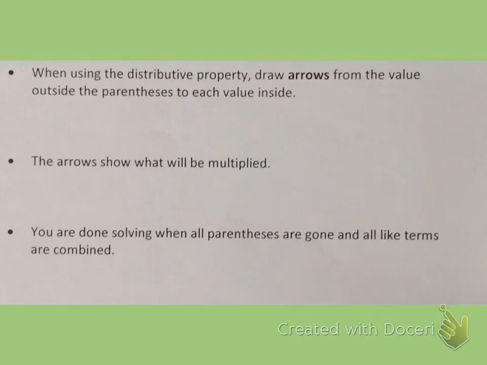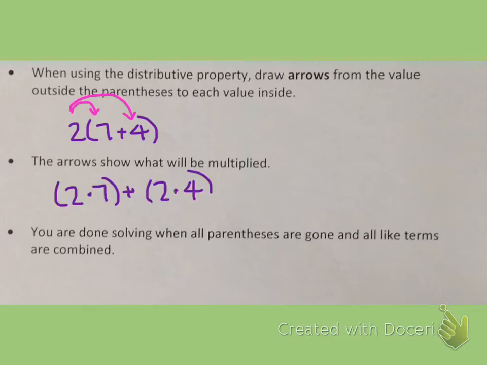When using the distributive property, a really great strategy is to draw arrows from the value outside the parentheses to each value inside. So if we use that first example with the numbers, I'm going to draw an arrow from the 2 to the 7, and then another arrow from the 2 to the 4. The arrows show what will be multiplied. So when I draw the arrows, that means we're going to be doing 2 times 7 and 2 times 4. We are done solving when all the parentheses are gone and all like terms are combined.